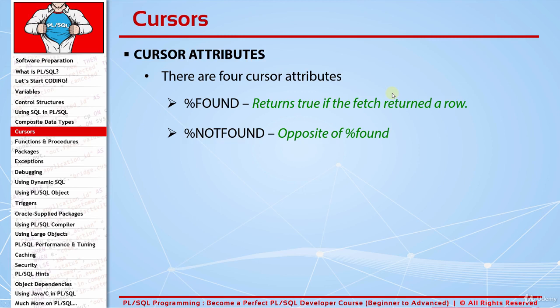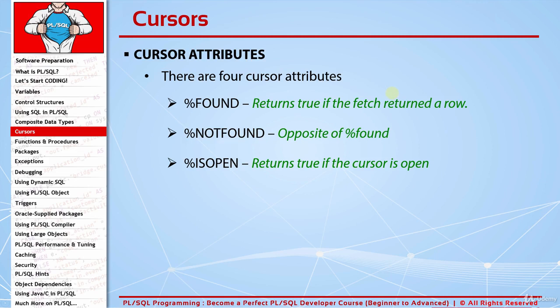The first one is the %isopen attribute. We can fetch a row only if our cursor is open. We know that if we try to fetch a row when the related cursor is not open, or if we try to open the open cursor again, we get an error. Or if we try to use the %found and %notfound attributes with a closed cursor, we get an error again. %rowcount also returns an error if the cursor is not open.